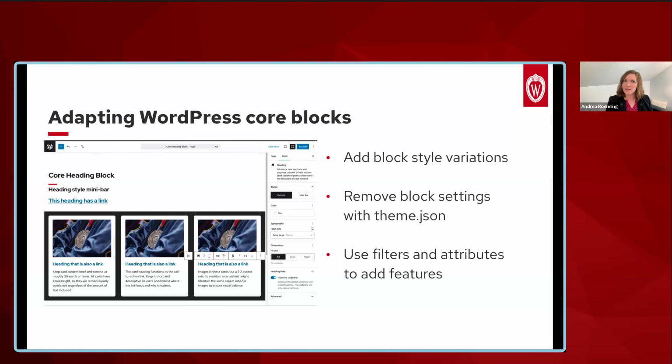And to this heading block, we also added a toggle to be able to remove a link underline from headings. And this can be nice in a card pattern or in other cases where a link underline could make a heading difficult to read. And all of this can be done by adapting a core WordPress block.